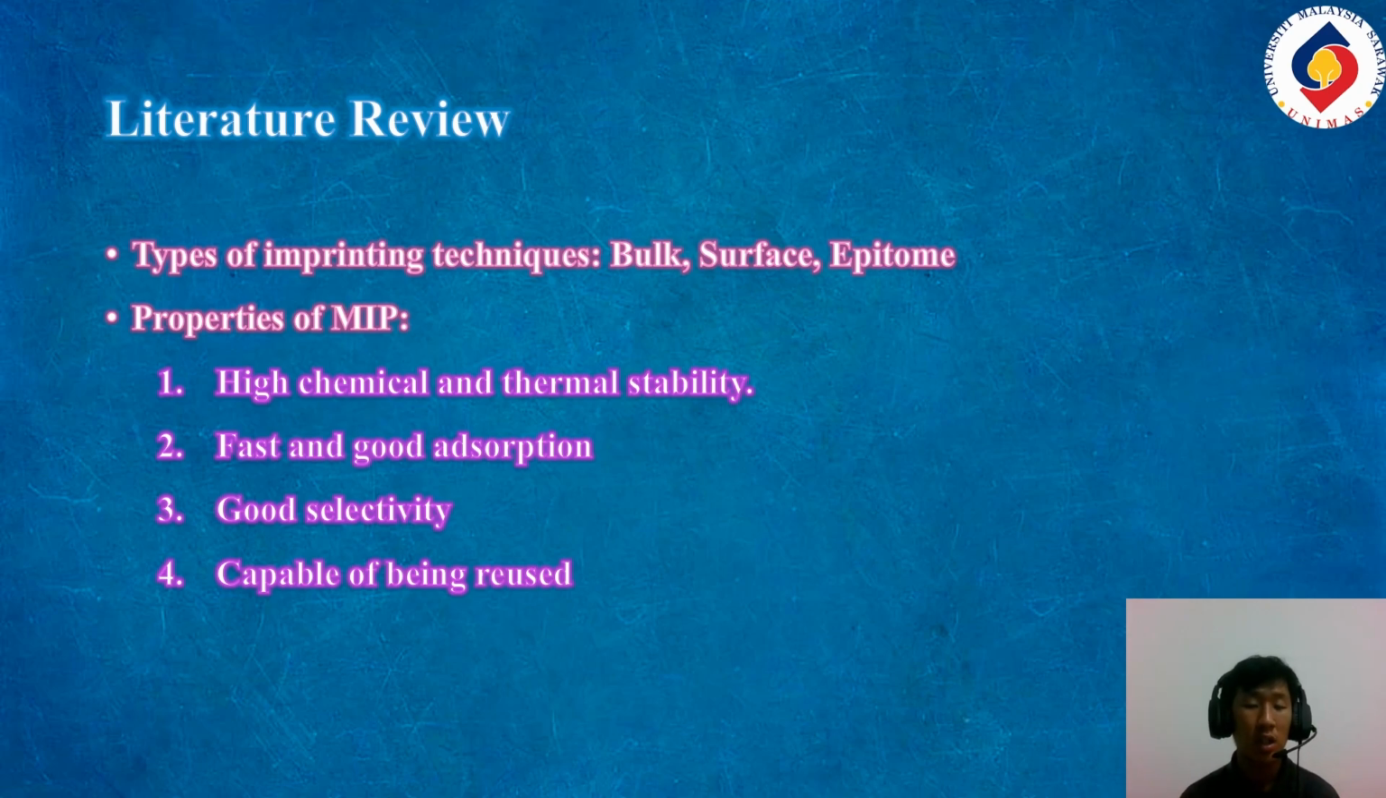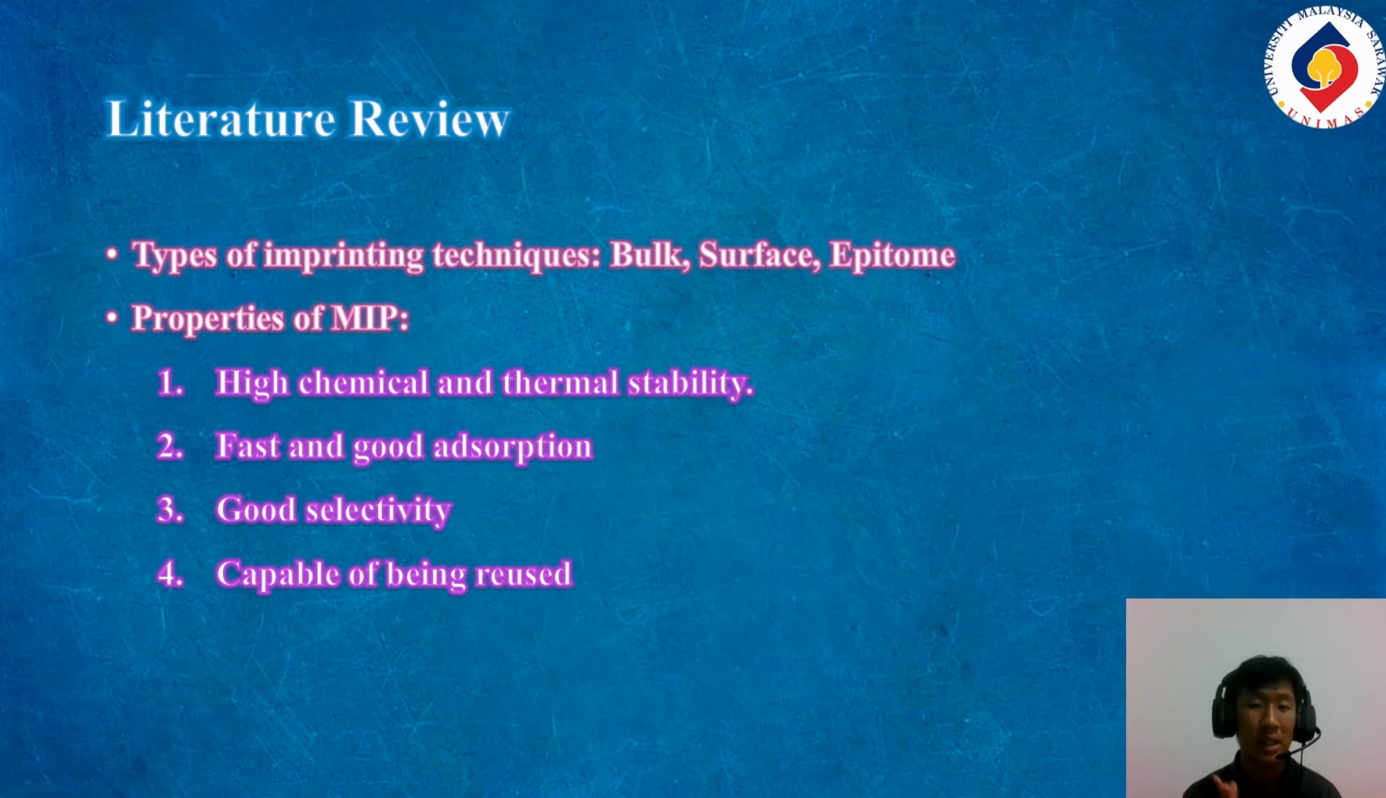So the properties of MIP include high chemical and thermal stability, as it means that the MIP can be used in many situations as it will not decompose easily in the human body. The second one is fast and good absorption. This is important to treat overdose of aspirin as soon as possible, especially in emergency situation.